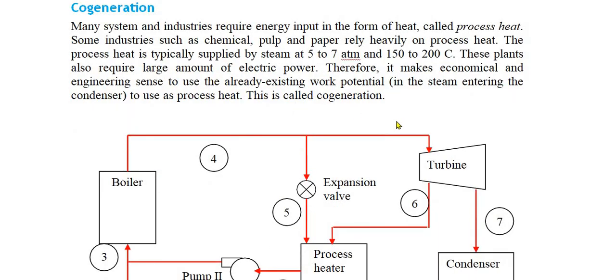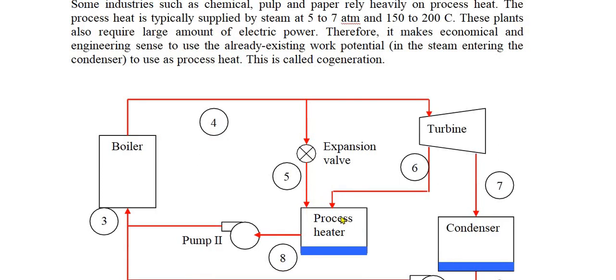A cogeneration plant is nothing but the same thing as regeneration. We are trapping the steam from the turbine after expanding partially. That will be used for the process purpose. Any processing purpose we can use that steam. After that we will mix it with the water. So that is cogeneration. Cogeneration means we are generating the power as well as using the heat for the process.